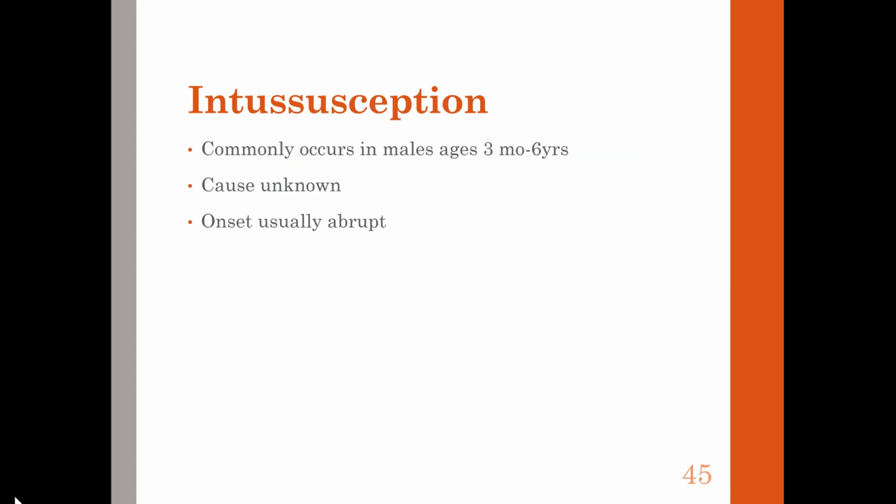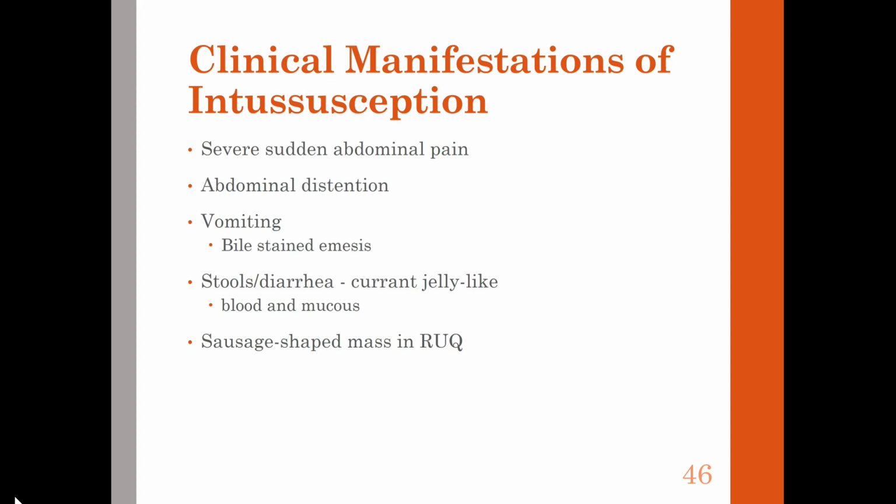Intussusception most commonly occurs in males from 3 months to 6 years of age. The cause is really unknown, and the onset is usually abrupt. They're going to present with severe abdominal pain, abdominal distension, and vomiting that looks like bowel. This is the hallmark sign, and if it's on NCLEX, this is going to be on there.